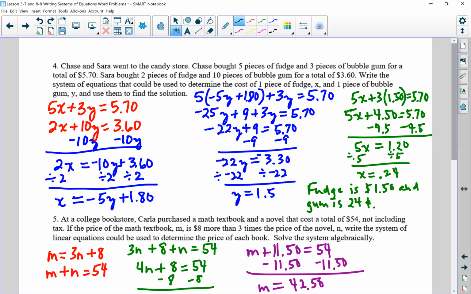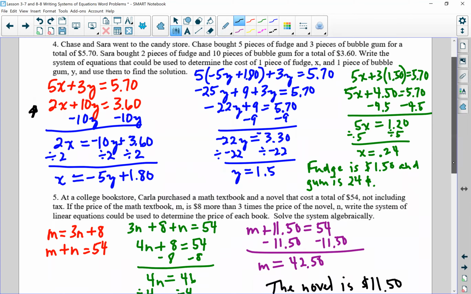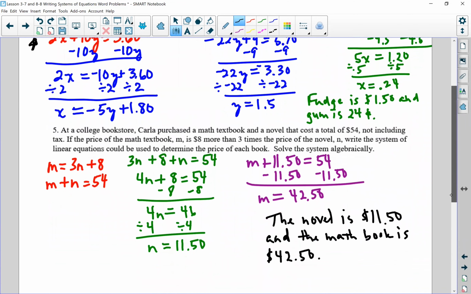This one I solved, instead of solving for y, I solved for x, because I thought it'll be a lot easier for me to get an answer that doesn't have fractions in it. So I can divide by 2 instead of dividing by 10, and then I'd have 1/5 and that kind of stuff. So you might have done it a little differently. The end result should be that the fudge is $1.50 and gum is 24 cents. See if you have that as your answer.